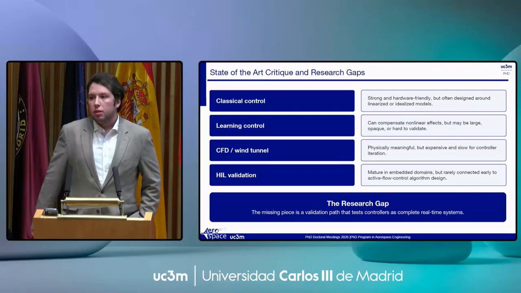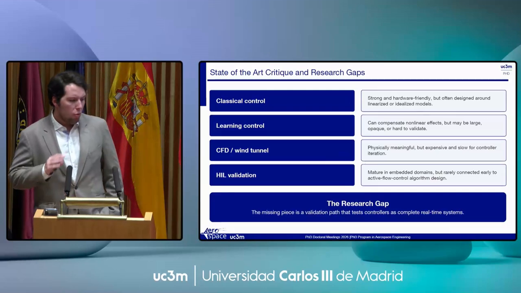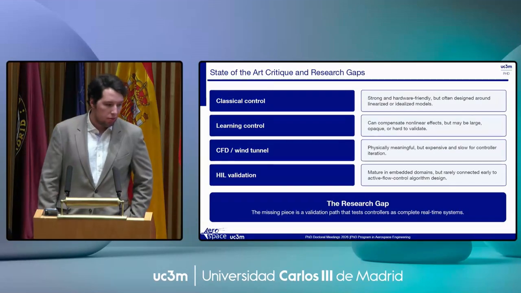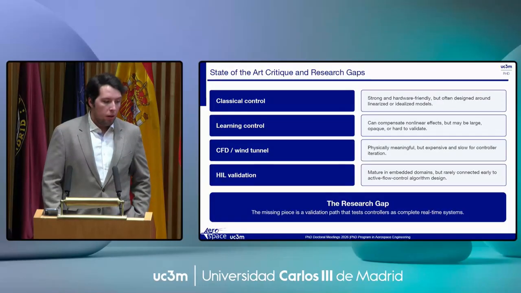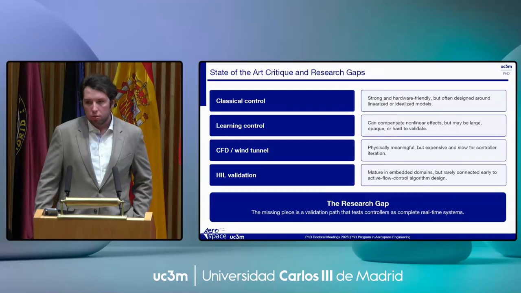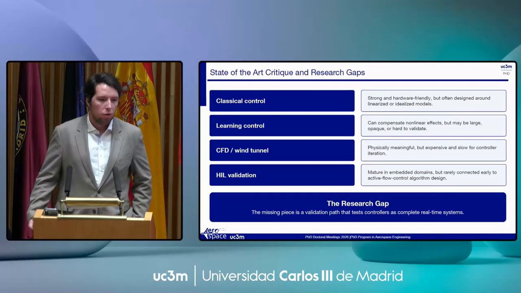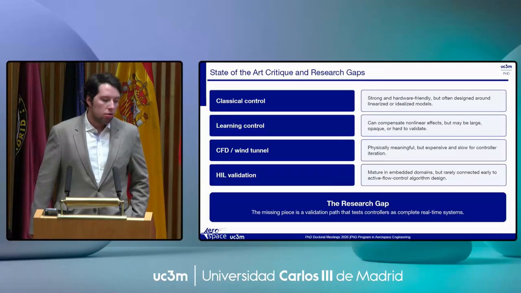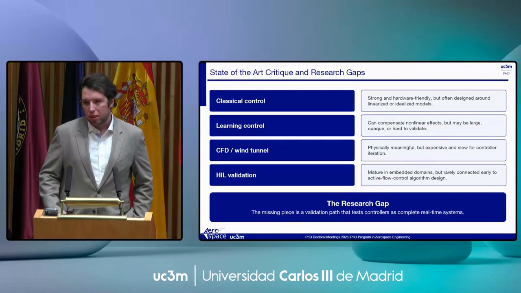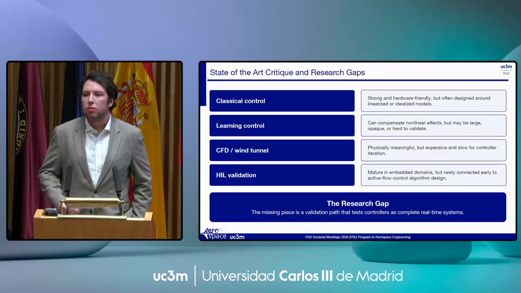Talking a little bit about the state of the art, we have 4 different blocks. The first one is the classical control, which is really strong and hardware-friendly, but it's designed around linearized or idealized models, which we know doesn't really work well with non-linear systems. Then we have some kind of machine learning, which can compensate really well for non-linear effects, but they are opaque and often need to be validated. This is really important when we talk about, for example, things that we want to fly on an airplane in the future.